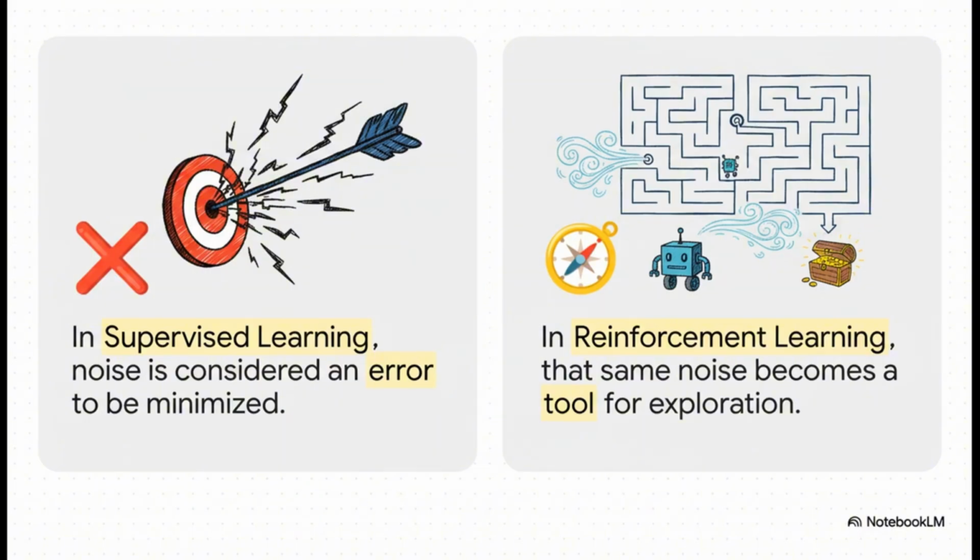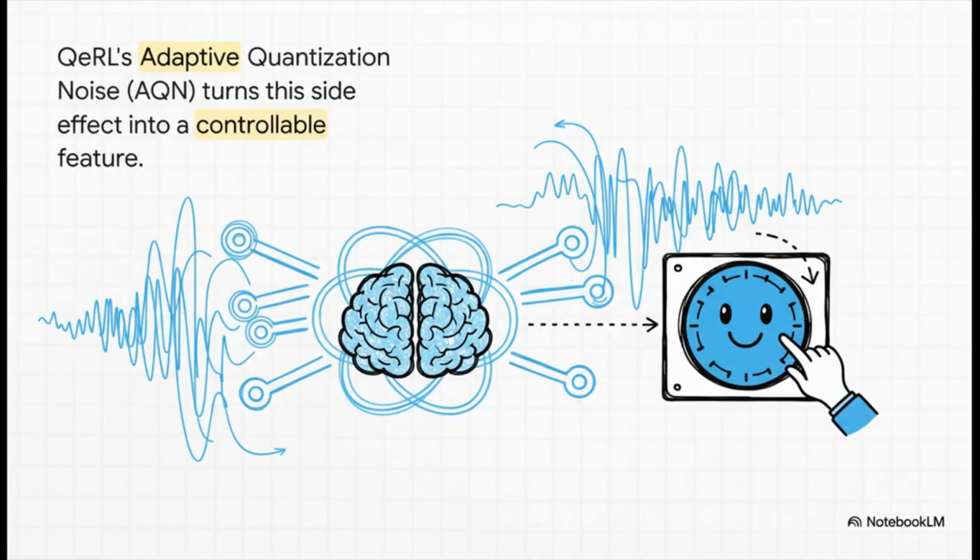This is a total paradigm shift. Think about it. In normal training, noise is just an error. It's something you want to get rid of. But in reinforcement learning, that very same noise becomes a tool for exploration. It stops the model from getting lazy and just picking the first decent answer it finds. It forces it to be creative, which is absolutely crucial for learning how to reason. And QeRL is so smart because it doesn't just hope this noise helps, it actively controls it. With its adaptive quantization noise, it basically has a dial. It can turn up the noise early on to encourage the model to explore, and then dial it back later to perfect the best solution it found. They literally turned a bug into a precision instrument.